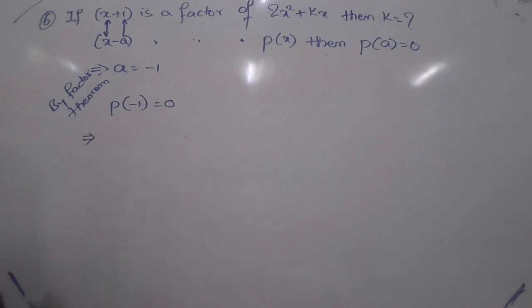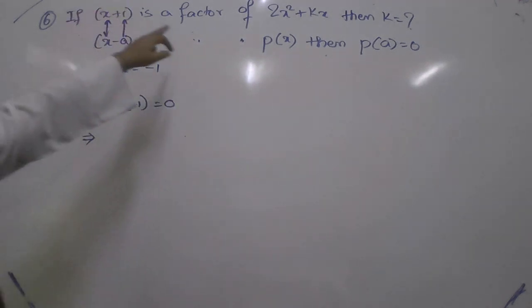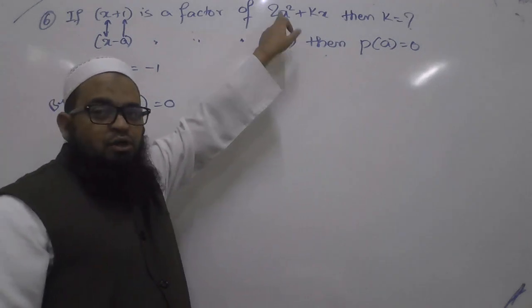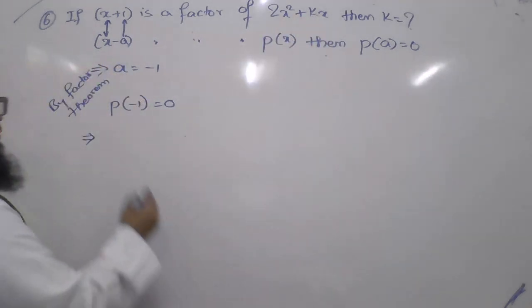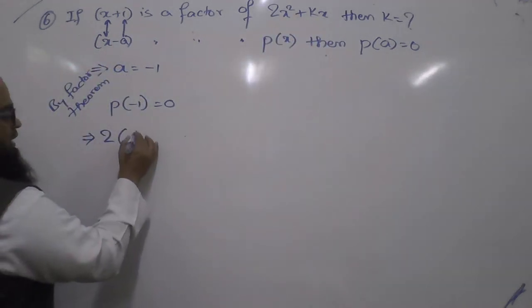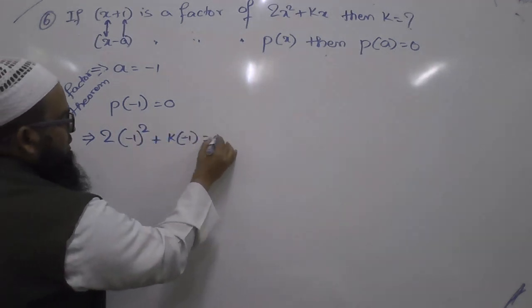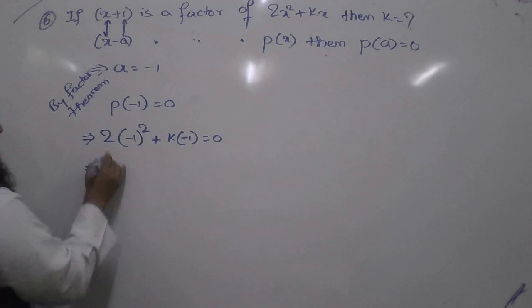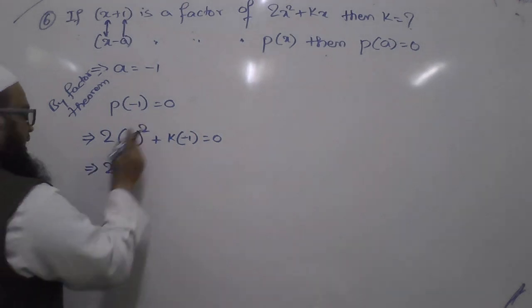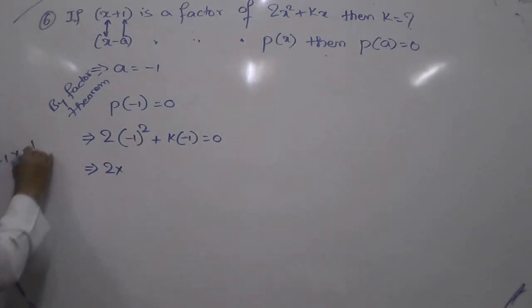So let us do P of minus 1. What is P of x? P of x is equal to 2x square plus kx. So 2 times minus 1 whole square plus k times minus 1 is equal to 0. That implies 2 times, what is minus 1 whole square? Minus 1 into minus 1. Minus into minus plus, 1 into 1, 1.